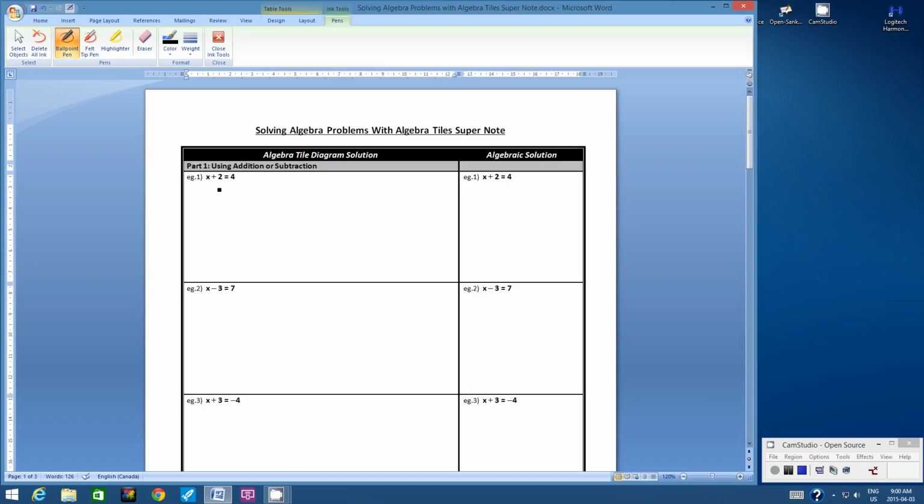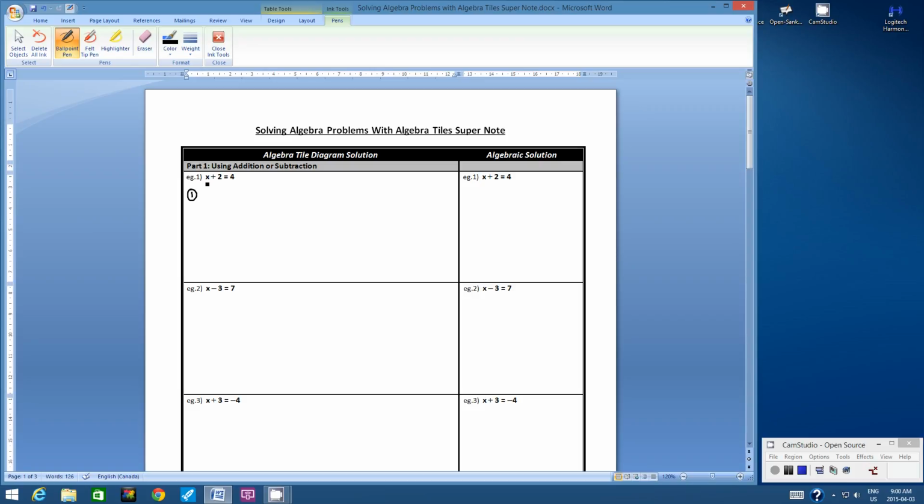We have a very simple algebraic equation here, x plus 2 equals 4. You've done a lot of work drawing algebra tile expressions, so we're going to use that to take it one step further and solve algebraic equations. Let's break this down in a couple of steps. Step 1, we draw the question.